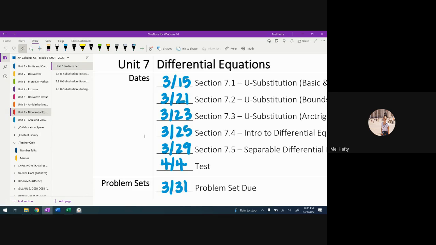If you're looking to do an Arctrig one, you can do an Arctrig one. Who can find the Arctrig one? There's only one.